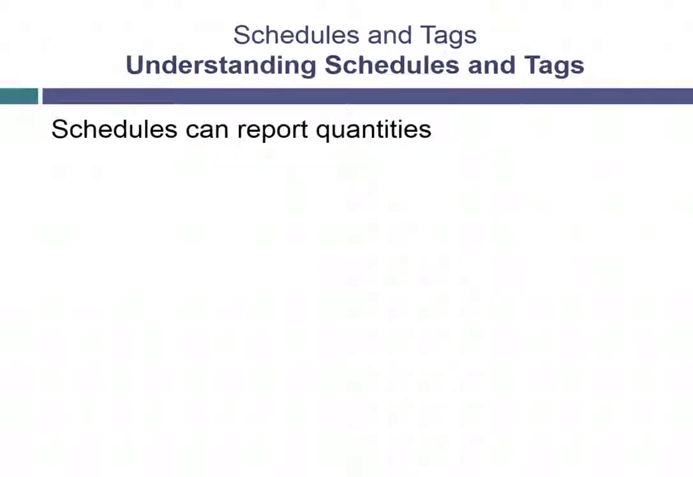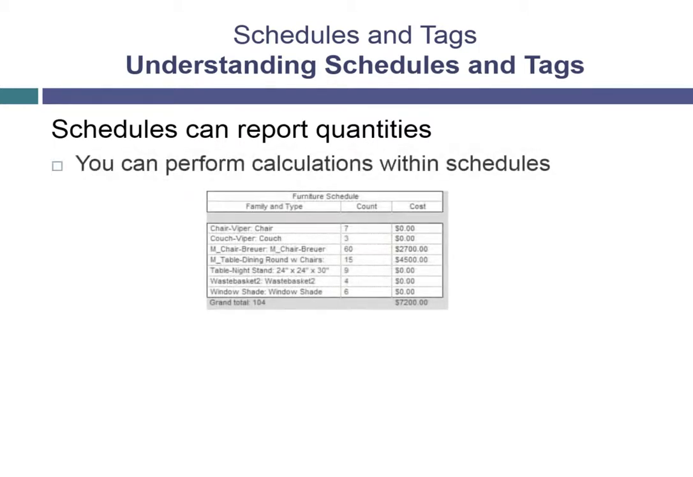Since a schedule is a report based on information within the Revit building database, it's a simple matter to use schedules to report quantities, such as the number of doors in a project. And since many of the parameters associated with building elements report values, such as the length of a wall or the area of a room, you can also perform calculations within schedules.